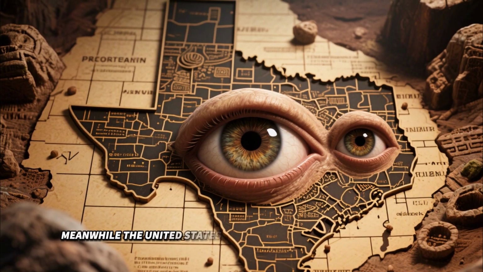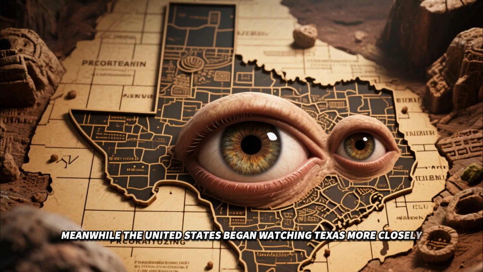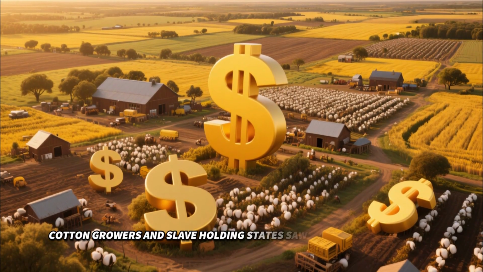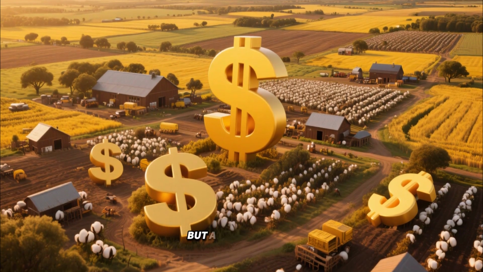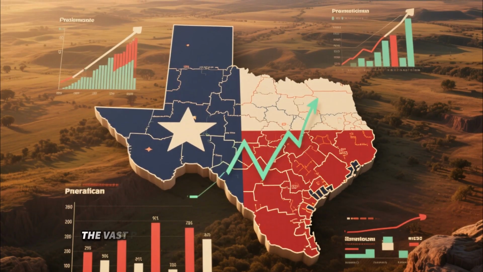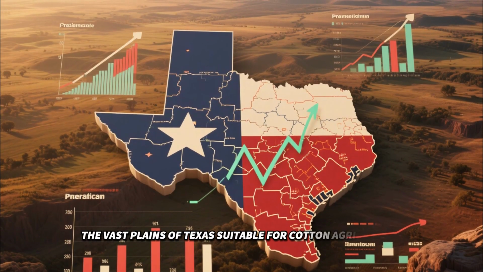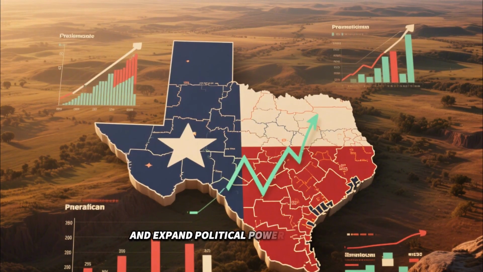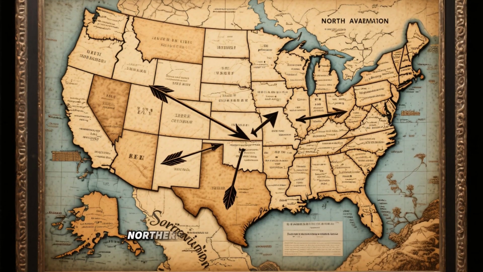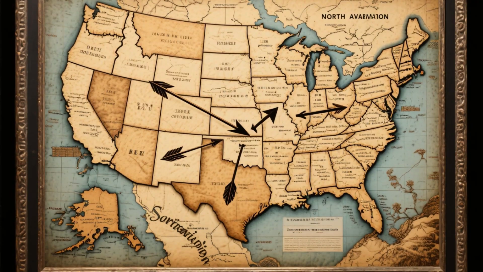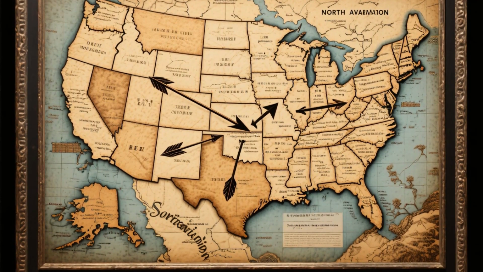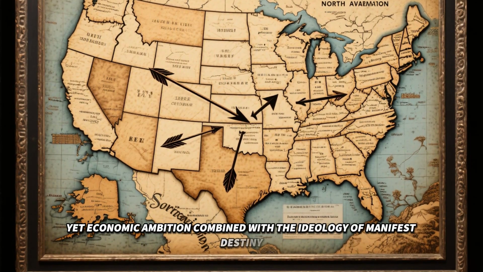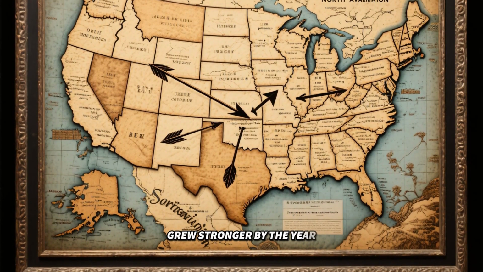Meanwhile, the United States began watching Texas more closely. American farmers, cotton growers, and slaveholding states saw Texas not just as land, but as opportunity. The vast plains of Texas, suitable for cotton agriculture, would strengthen the Southern economy and expand political power in Congress. Northern interests resisted annexation, fearing the expansion of slavery. Yet economic ambition, combined with the ideology of manifest destiny, grew stronger by the year.